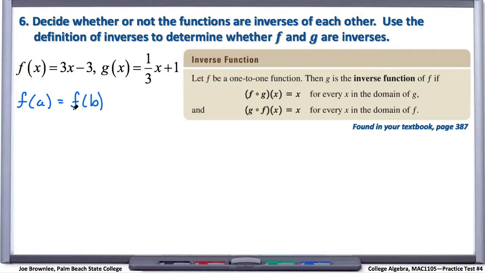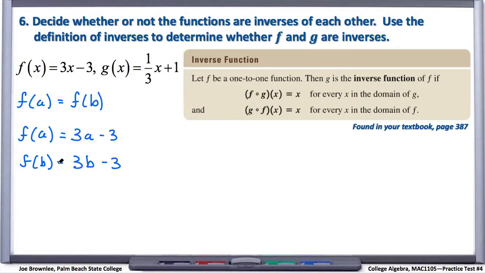In order to set this up, we need to know what f of a is, and we need to know what f of b is. So let's go ahead and find those two things. For f of a, we're going to take our original f function and simply swap out the x for the a. So we'll have 3a minus 3. Let's find f of b. Again, take that original function. Anywhere we see an x, we're taking the x out and instead putting in a b. So we'll have 3b minus 3.